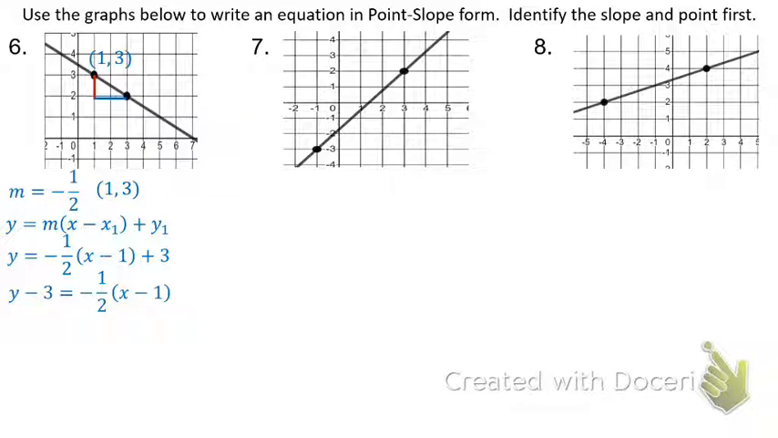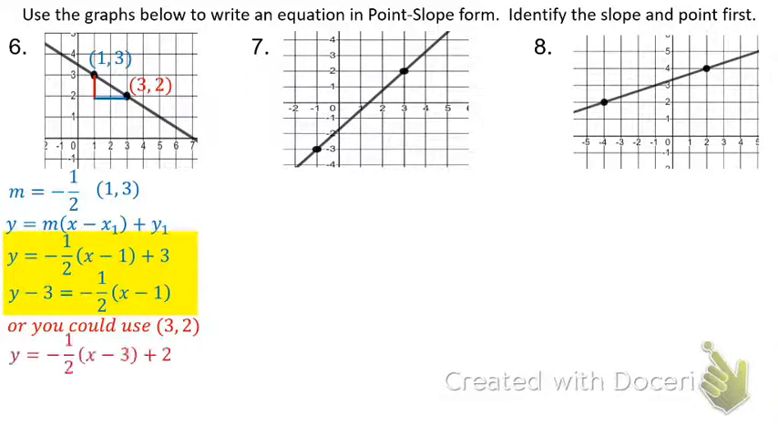Now to get the other form, we'll simply move the constant to the other side. Subtracting 3 from both sides, we get y minus 3 equals negative 1/2 quantity x minus 1. But we could also use the other coordinate. Instead of 1, 3, it'd also be possible to use 3, 2. If we use 3, 2, we would get this.